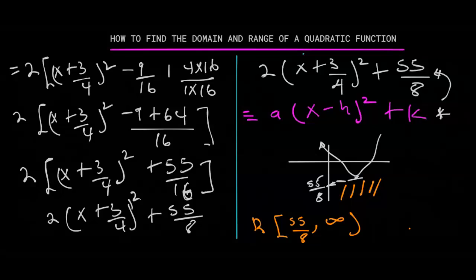or we write this as y is such that y is greater or equal to 55 over 8. And we are done.